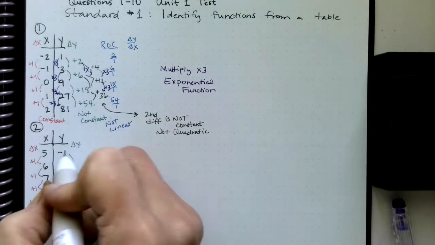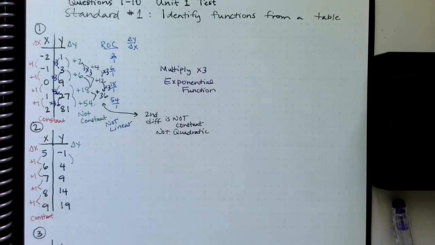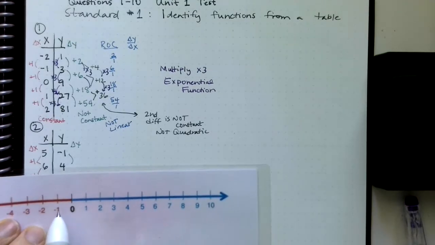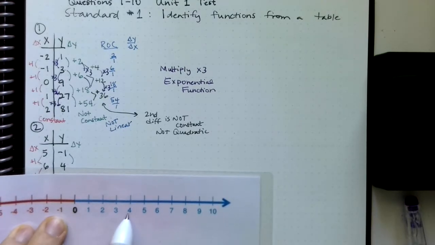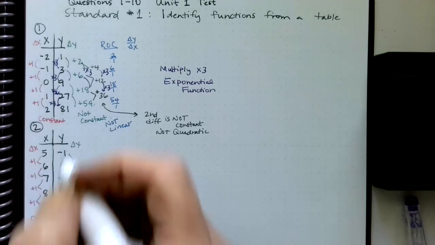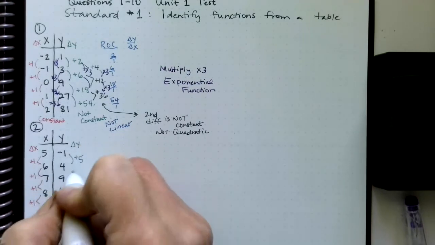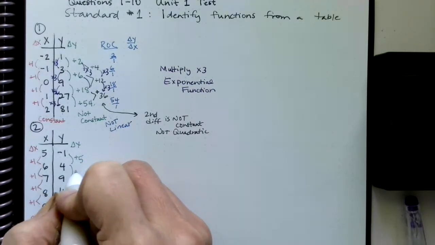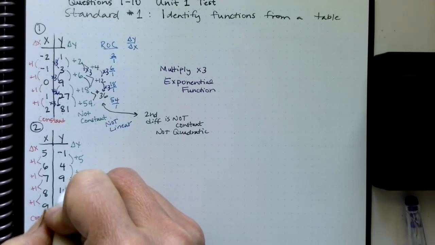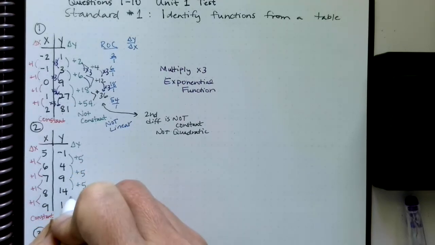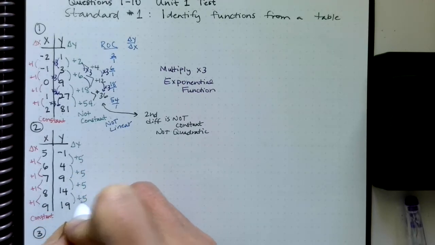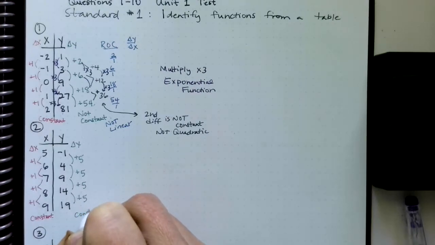As I go from -1 to 4, you can look at this on a number line to think about that. As you go from -1 to 4, that's 1, 2, 3, 4, 5 units to the right. So that's an increase of 5. From 4 to 9 is an increase of 5. From 9 to 14 is an increase of 5. And from 14 to 19 is an increase of 5. This is also constant.